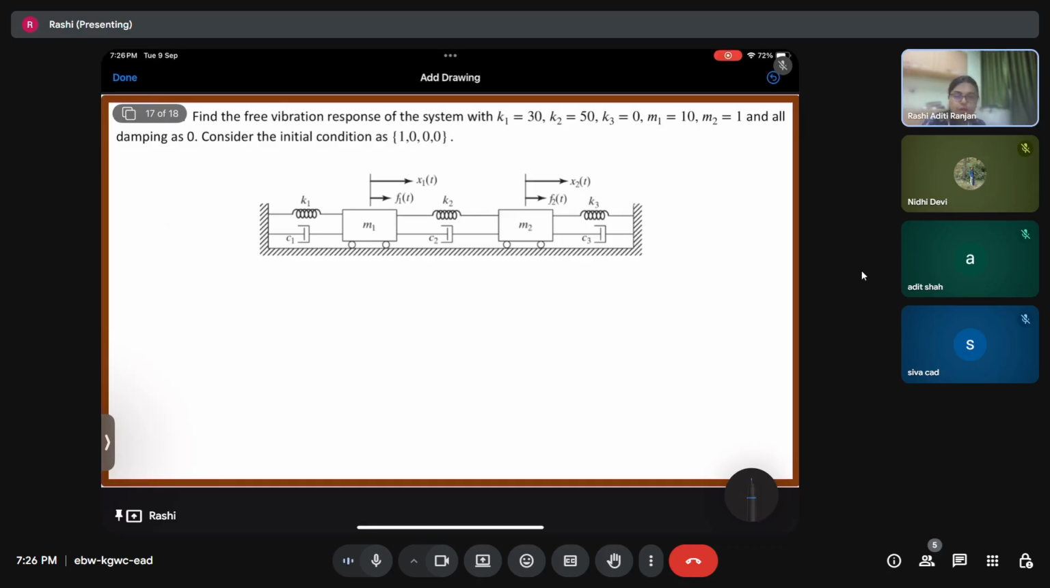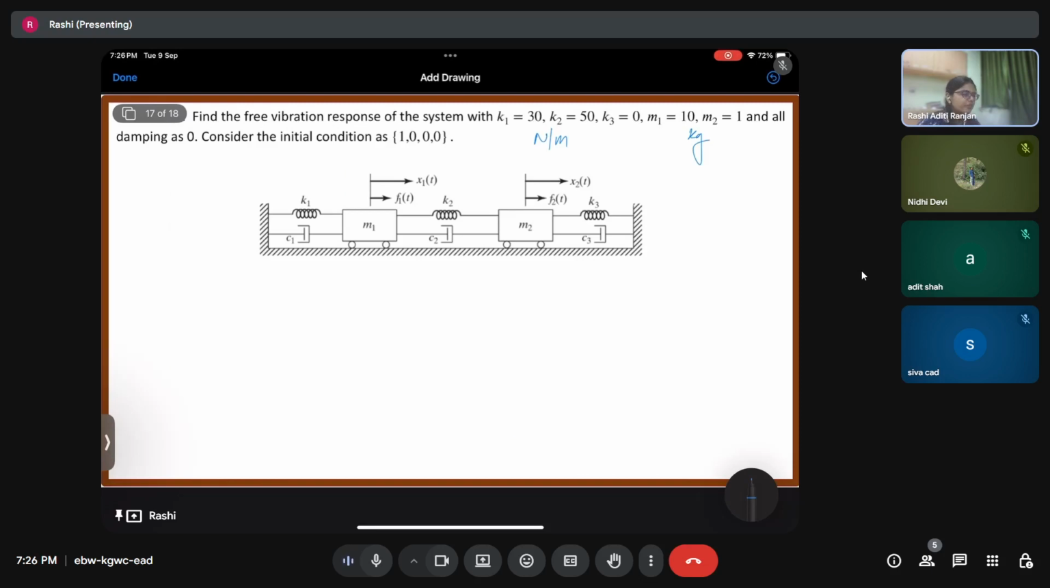So here we have a 2 degree of freedom system, and we have the values given as K1 as 30, K2 as 50, K3 as 0, M1 as 10, and M2 as 1. Anyways, the SI units are Newton per meter and kg, and C are all 0. And we are supposed to find the free vibration response of the system.